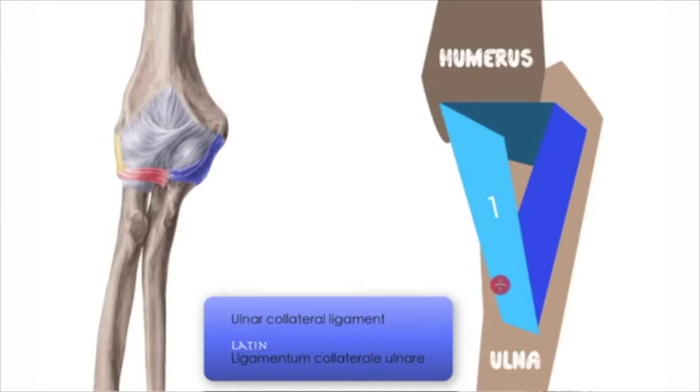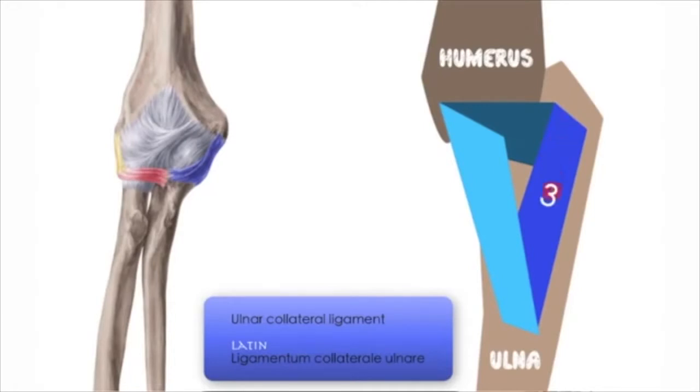Now, the first band that you can notice here is located a little bit on the anterior side, and of course you would call it the anterior band. And as you can see, it's attaching from the medial epicondyle to the medial margin of the coronoid process of the ulna. Now you see another band here in a darker blue, and this band is the posterior band. The posterior band is attaching also from the medial epicondyle of the humerus right here, and goes all the way to attach on the medial side of the olecranon of the ulna.